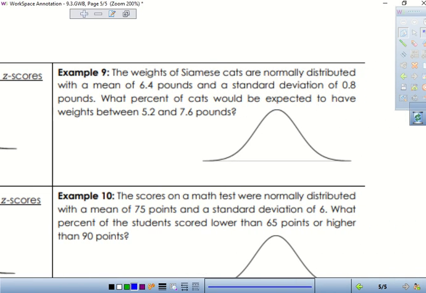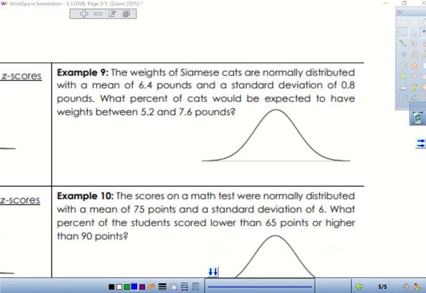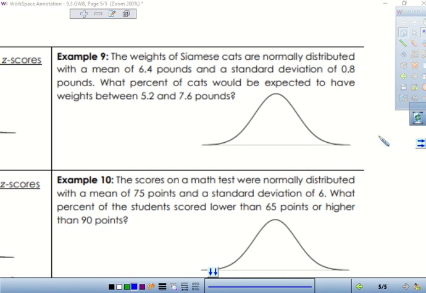So the weight of Siamese cats are normally distributed with a mean of 64 pounds and a standard deviation of 8.8 pounds. What percentage of cats would be expected to have weights between? So when you're doing these types of problems with the between or the outside, you have to do two calculations. So I have to calculate this as x and this as x. I'm going to have two separate calculations.